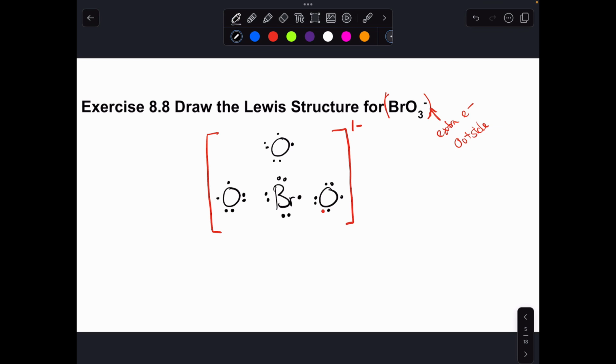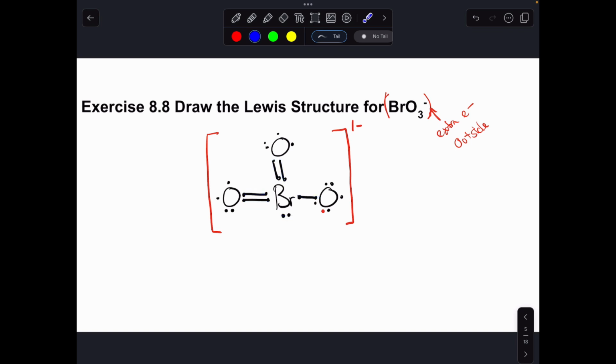Okay, let's go ahead and check our outside atoms and bond as many times as needed. So this oxygen comes with 6, so it's going to bond twice. Oxygen up top right here also has 6, so let's do another double bond there. And then this oxygen over here, since it got the bonus, has 7, so it only needs to bond once. And there's our structure. Now, if you're looking at bromine, it has 2, 4, 6, 8, 10, 12.